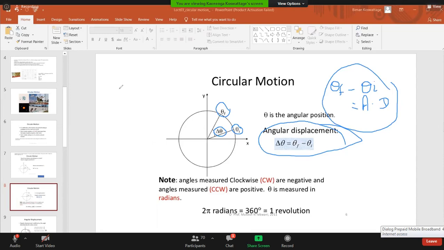So let me give one example, and let's say that you have a runner. A runner goes around a circular track of diameter 8.5 meters, right? And then let's say that the entire track is a distance of 60 meters. This track is 60 meters, right?